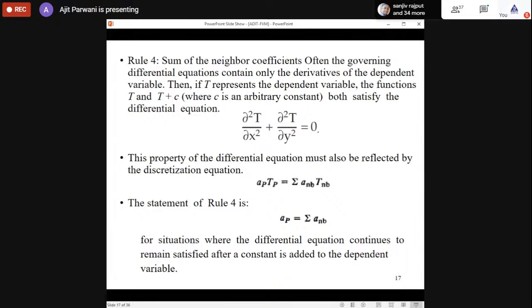If it is not satisfying, then what does it mean? It means that this is not the true representation of this equation. If this discretized equation is a true representation of this equation, then whatever features this equation has, this equation should also have the same features. This equation has a feature that T and T plus C satisfy it, so this equation should also have the same feature. In order to reflect this feature, this rule should get satisfied. If this rule is not satisfied, then this feature will not be there, and then this is not a true representation of this equation.